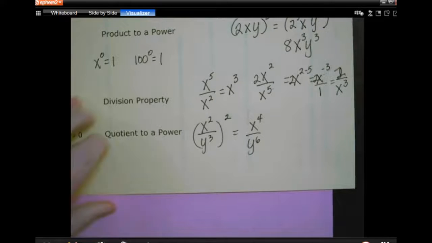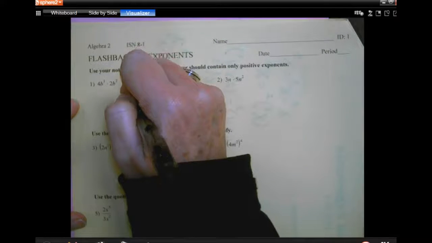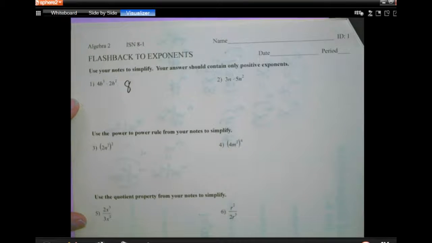All right, let's do some real problems. Those were pretend problems. All right. 4 times 2 is 8. What do I do with the exponents when I'm multiplying? Add, so I get b to the what? 5.